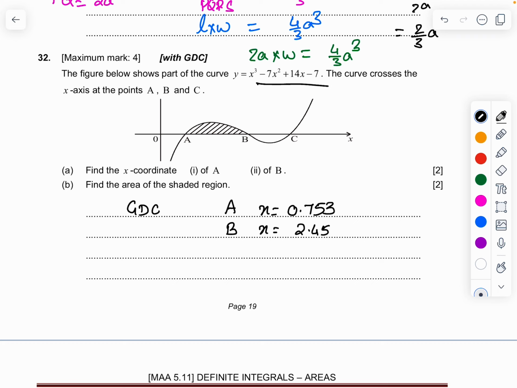Find the area of the shaded region. For part B, use the integral from 0.753 to 2.45. Area means always remember y dx. So do that by calculator. You should be able to get 1.78.